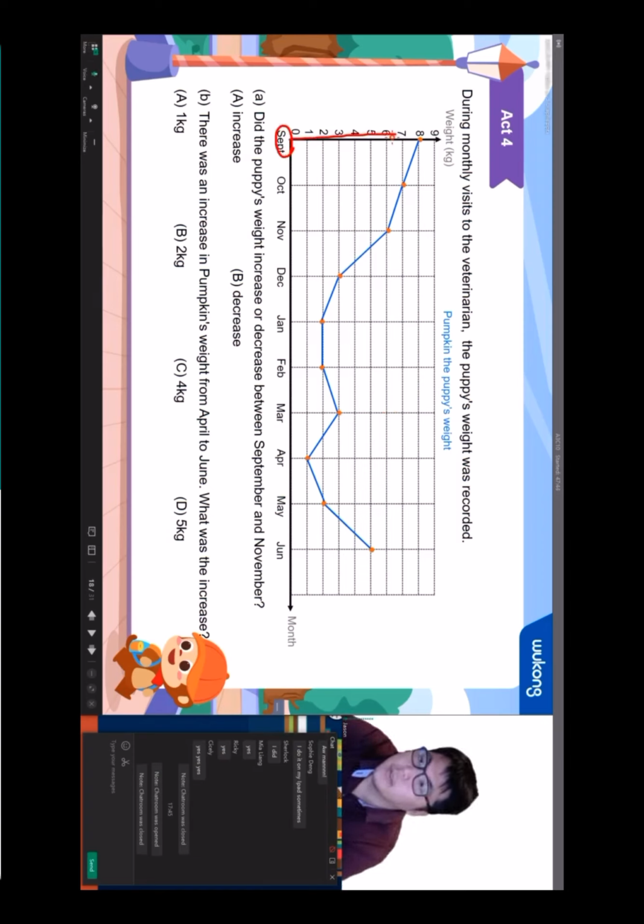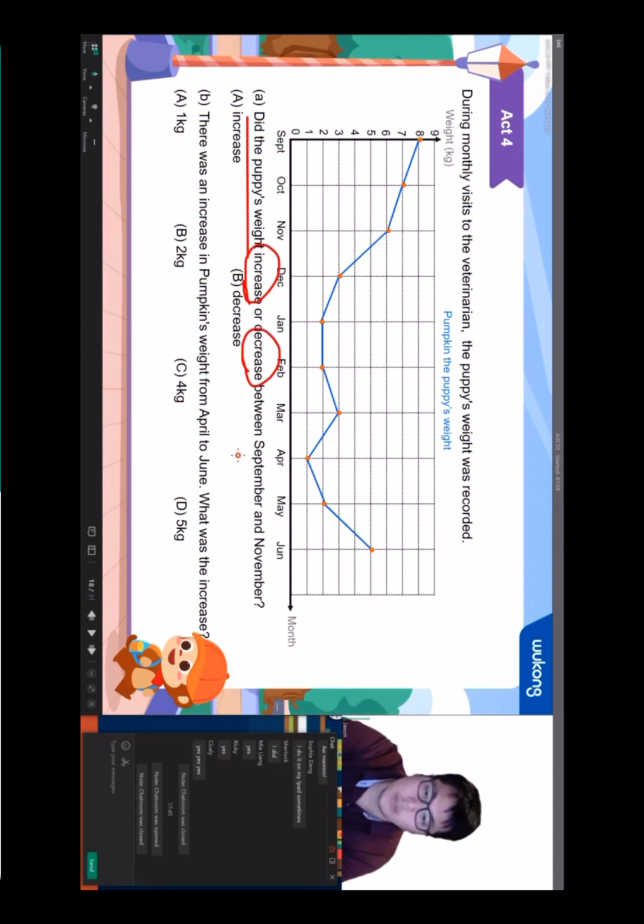Now, I'm going to read this question together with you so you guys can understand what to do first. During monthly visits to the veterinarian, the puppy's weight was recorded. So we have recorded how heavy the puppy is, guys. You can see this is September. The puppy was 8 kilograms. October, the puppy was 7 kilograms. So you can look at the graph like this. And now the question is, did the puppy's weight increase or decrease between September and November?